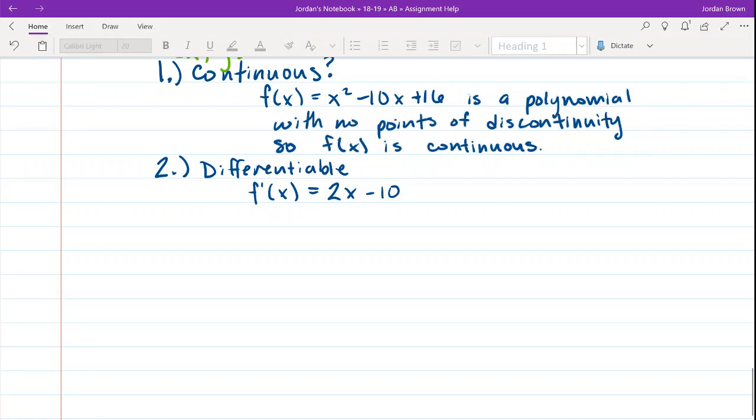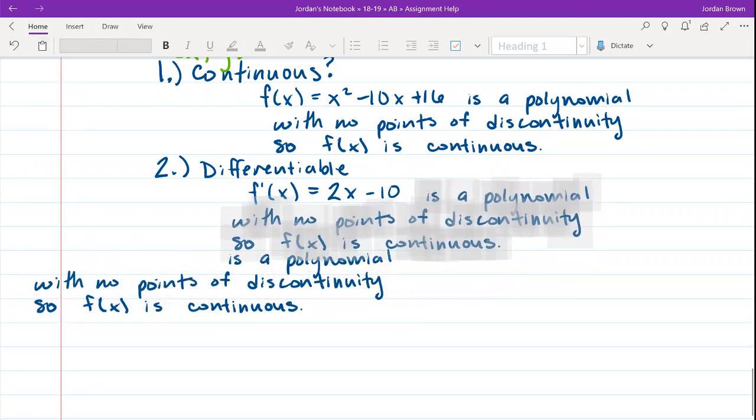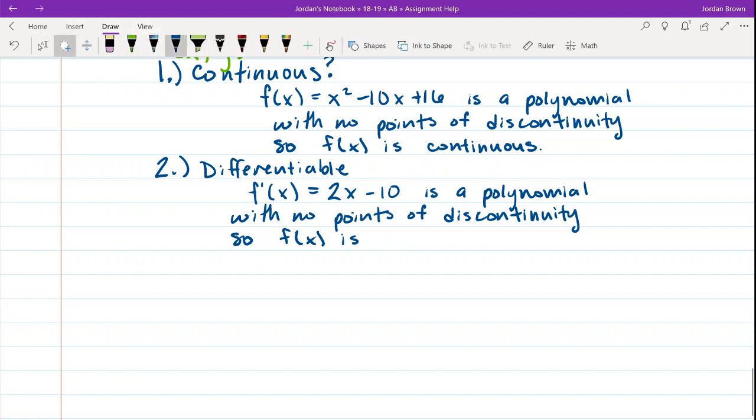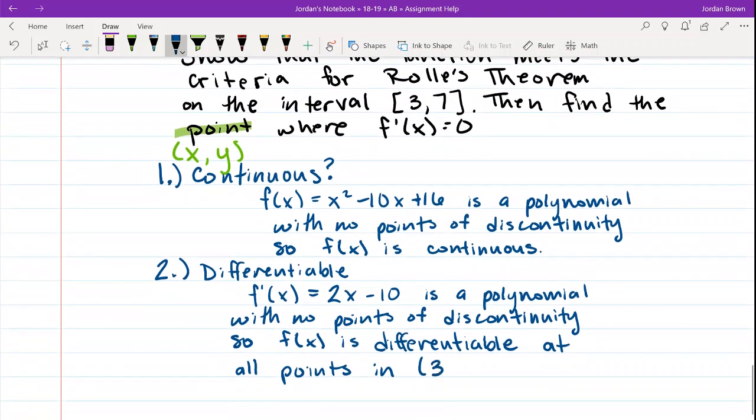Copy and paste. Yes. So this is a polynomial with no points of discontinuity. So f of x, instead of being continuous, now we're going to say is differentiable. And we're going to specify this by saying differentiable at all points in 3 to 7. And we can actually do that for up here, too.